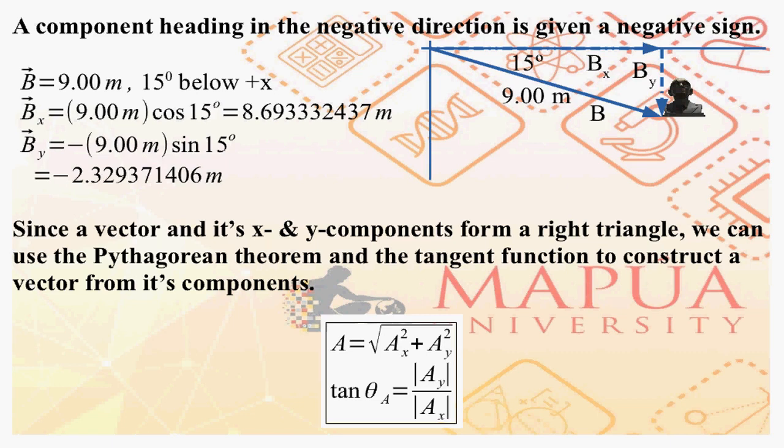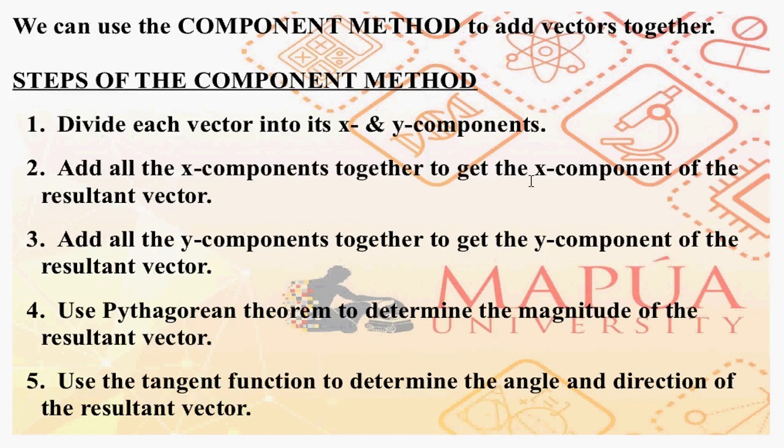So the same goes for our resultant vector. You know the x component of the resultant, you know the y component of the resultant. Use Pythagorean theorem to get the magnitude of the resultant vector. And then use tangent function to determine the angle and direction of the resultant vector. To illustrate these steps, consider the following example.